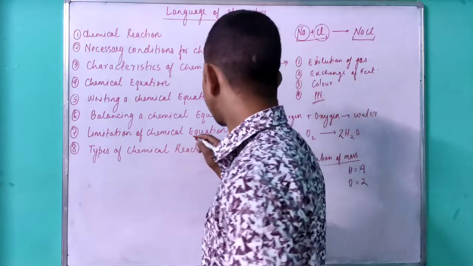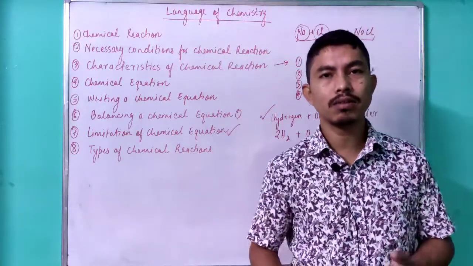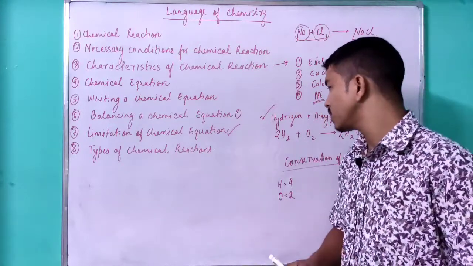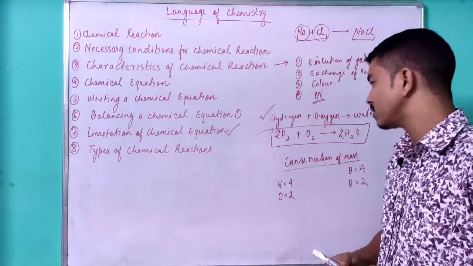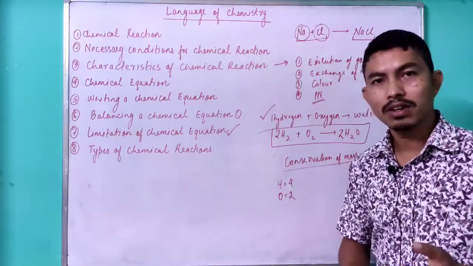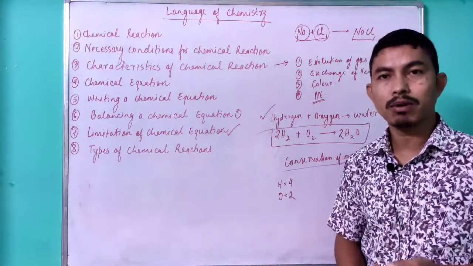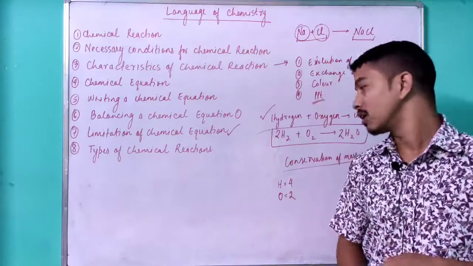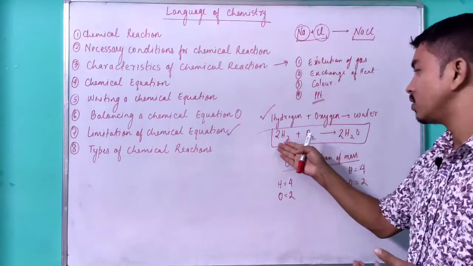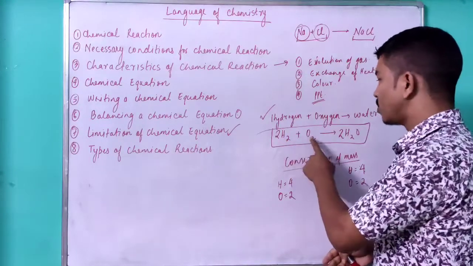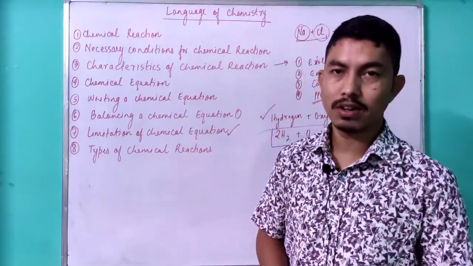Now coming to the limitations of chemical equations. Limitation means the information that is not conveyed by the chemical equation. The first is, when we look at this reaction, we will not be able to tell which one is a gas, which one is a liquid and which one is a solid. So that is the first limitation. That means it does not tell us about the state of the reactants and the products. The second, it also does not tell us about the time period, meaning during what time the hydrogen reacts with the oxygen to produce water. These are the two limitations of the chemical equation.